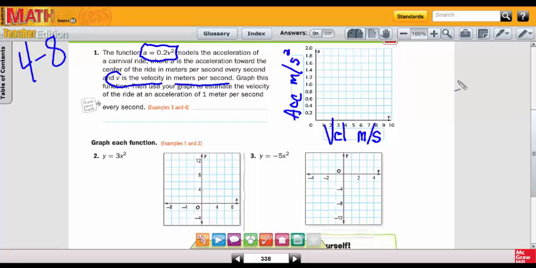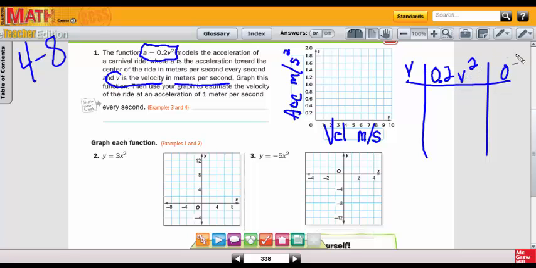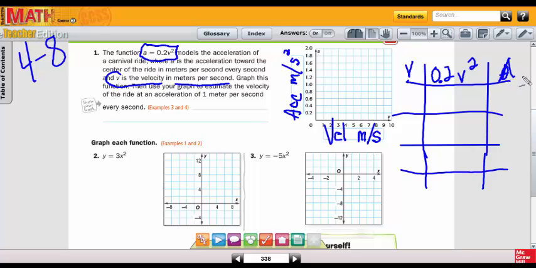Now we need to create an input-output table, or a function table, I should learn to call this. So again, we said that our input is velocity, so that's going to be V. Our equation is 0.2, or 2/10 times V squared. And our output, I don't know how that ended up there, but we'll just write over it. Our output is A, acceleration. And we're not going to have to make very many calculations here, and you'll see why in a minute.